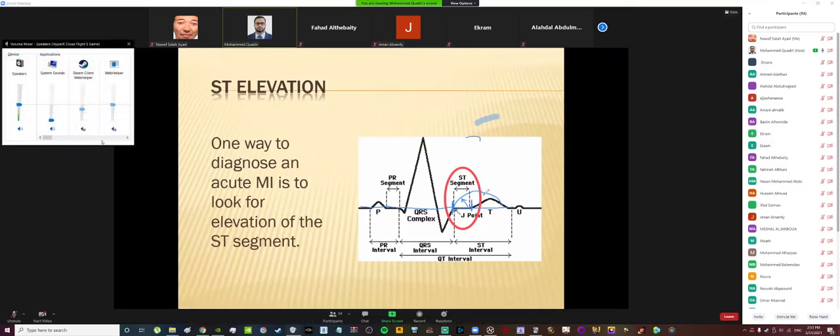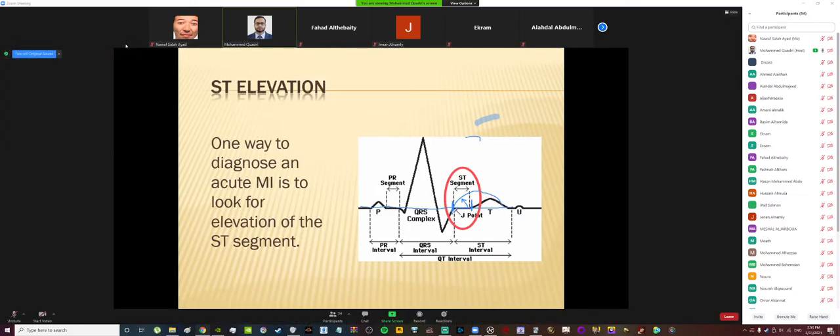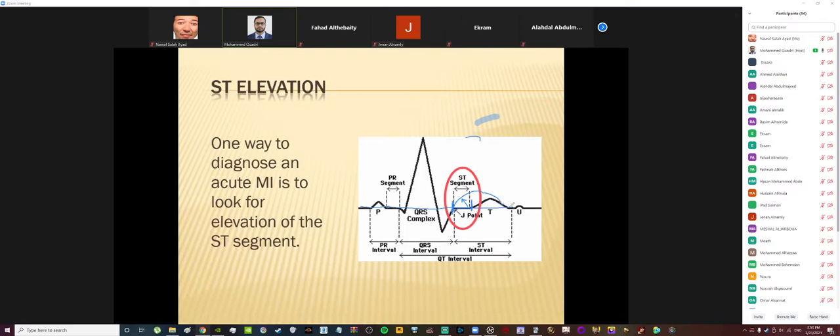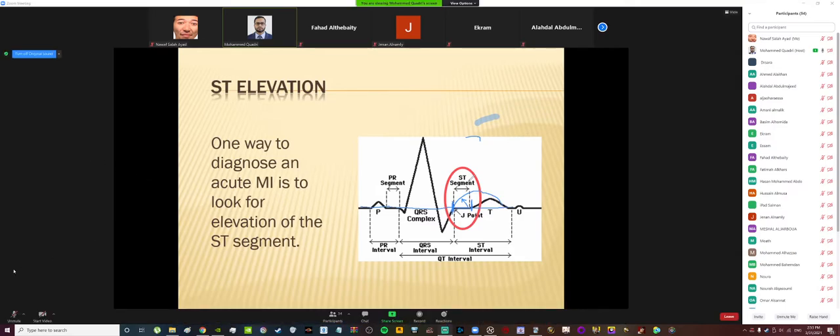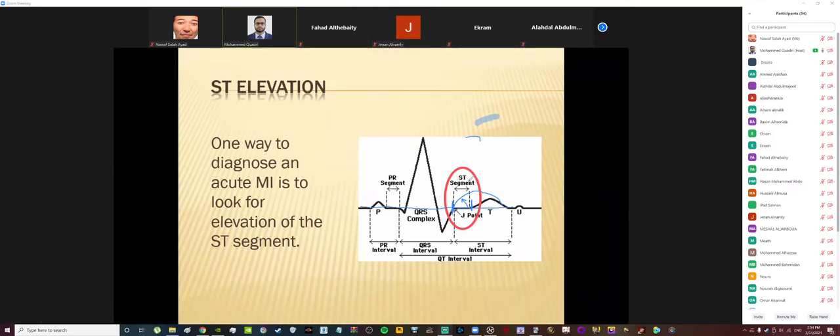And when it is getting elevated, it's getting merged with this part of the T wave. So now it will come like this, a complete curve will come. So the ST segment will elevate and merge with the T wave. This is ST segment elevation. And ST segment elevation is diagnostic of myocardial infarction. But all ST segment elevations are not myocardial infarction.